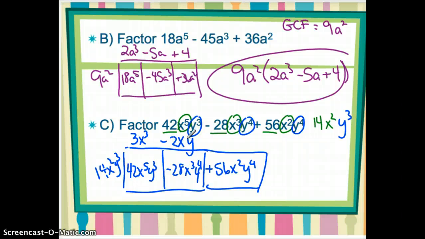Same thing here, 14 to 56, that's times 4. X squared to x squared is just times 1, so I don't need to put it. Y cubed to y to the 4th, that's times y. So my factored form, I'm going to write 14x squared y cubed times 3x cubed minus 2xy plus 4y.